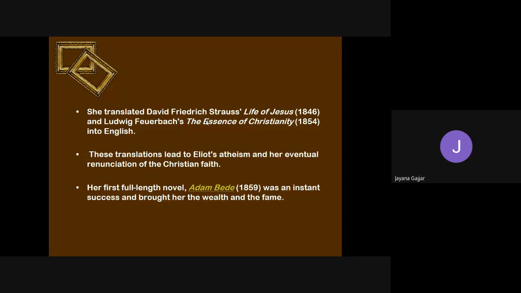Her first full-length novel, so before that she had written something here and there, but her first full-length novel was Adam Bede, 1859, and it was an immediate success. It brought her not only fame but also the wealth that she needed. She got a lot of money, and she became a very popular name among everybody. Everybody knew her, and she was extremely famous by then.